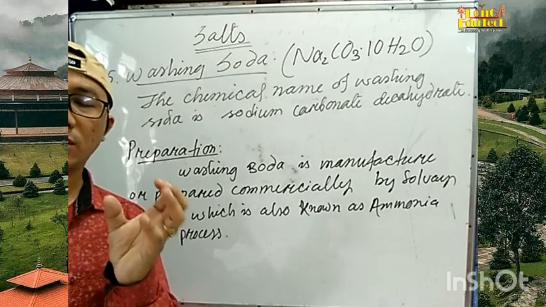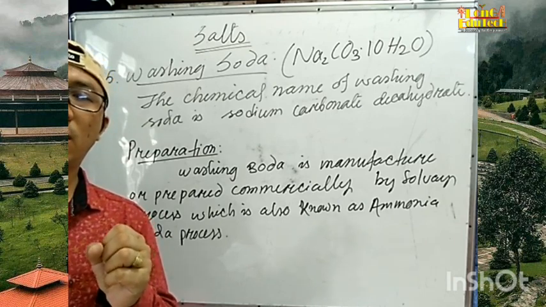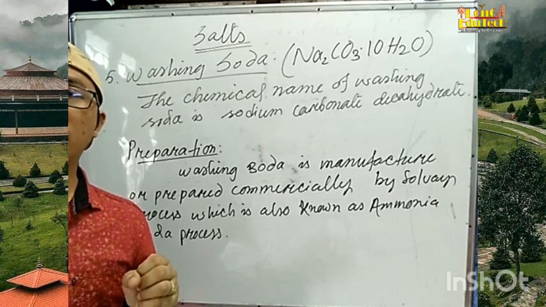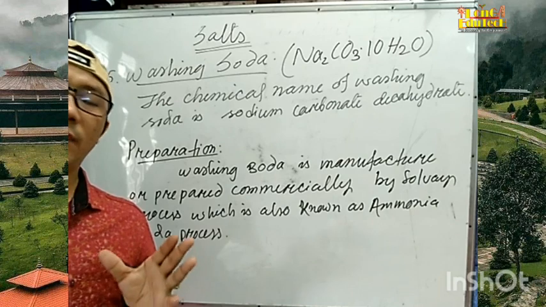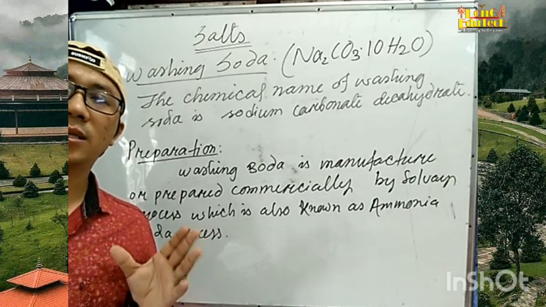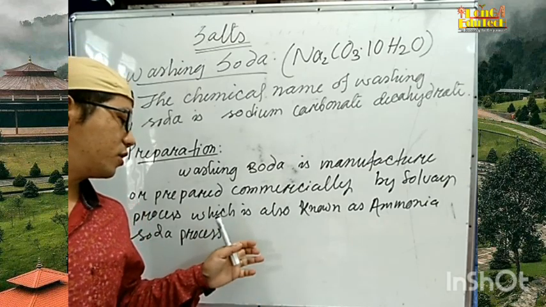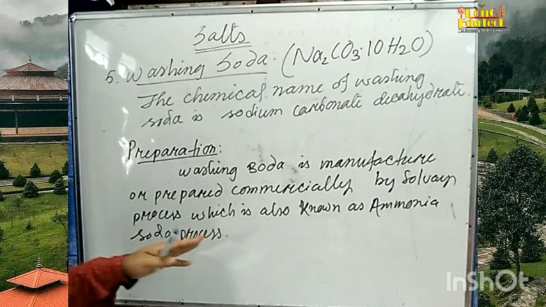Baking soda is the powdery form only. When we mix this powder with 10 molecules of water, we get the crystals of what we call washing soda. Okay, so let's proceed to the process, along with the chemical equations.